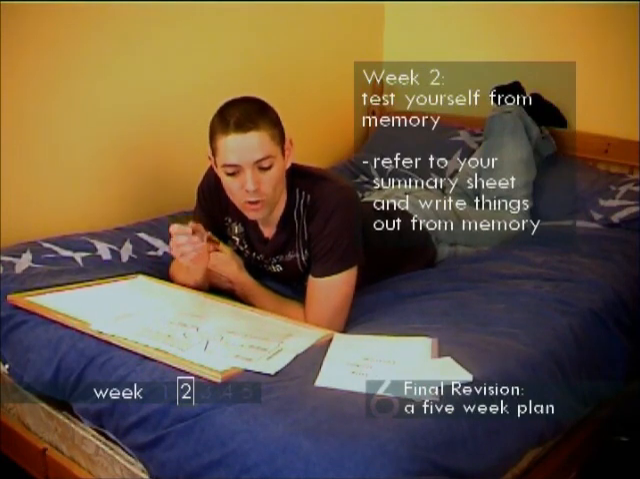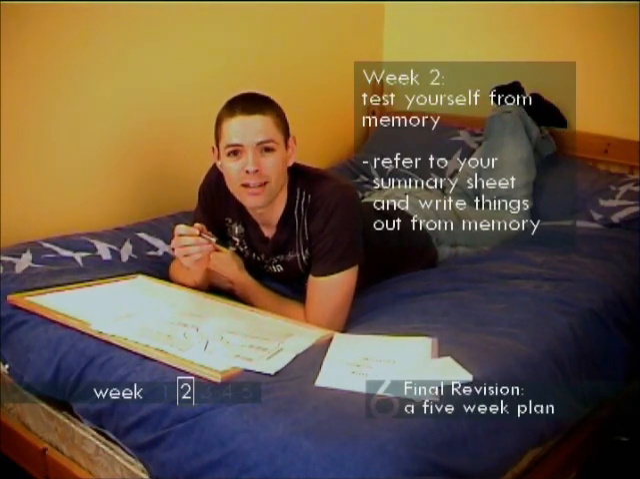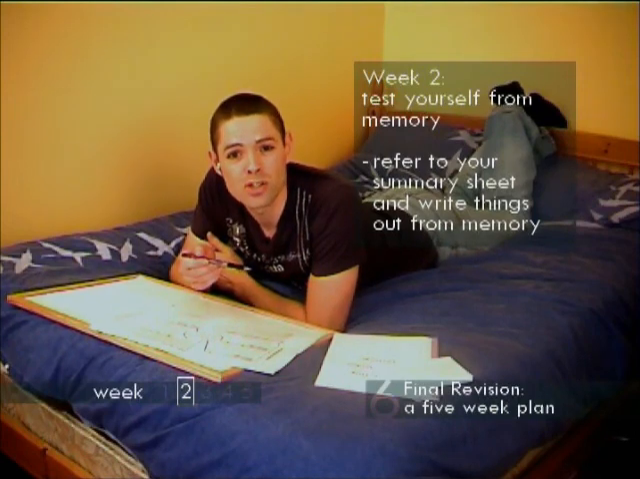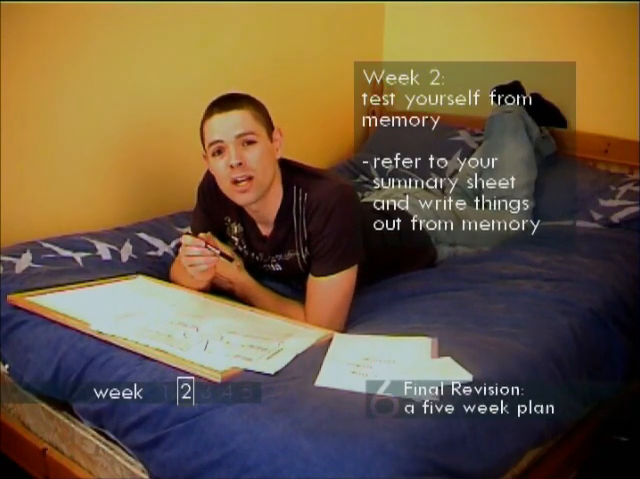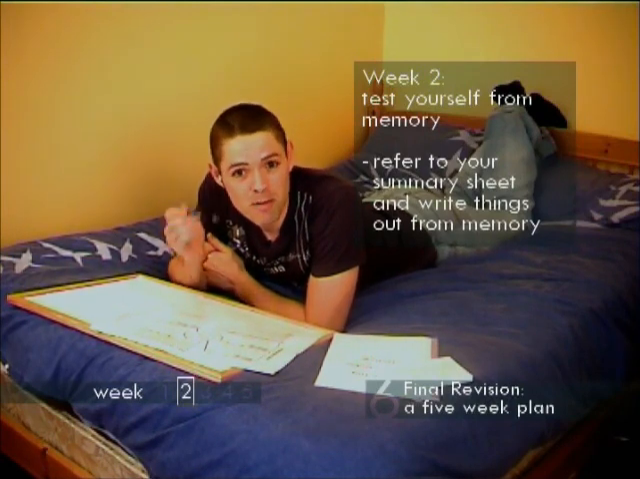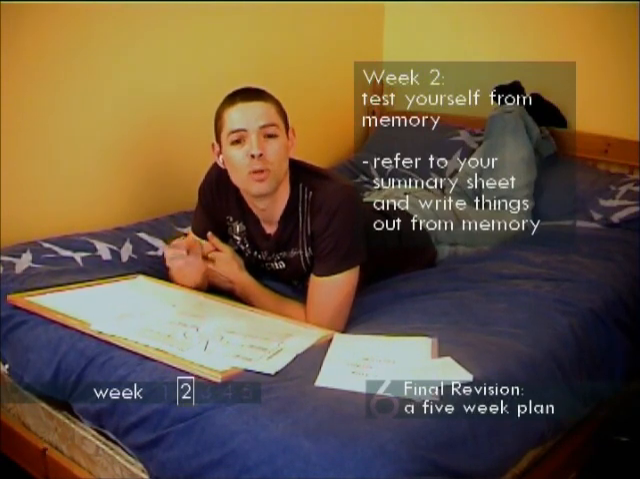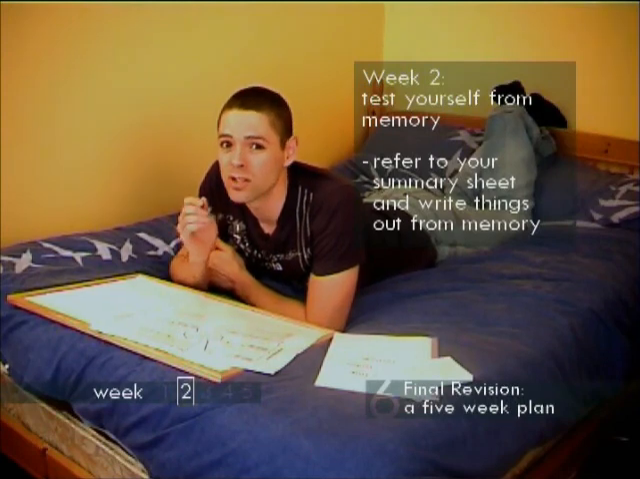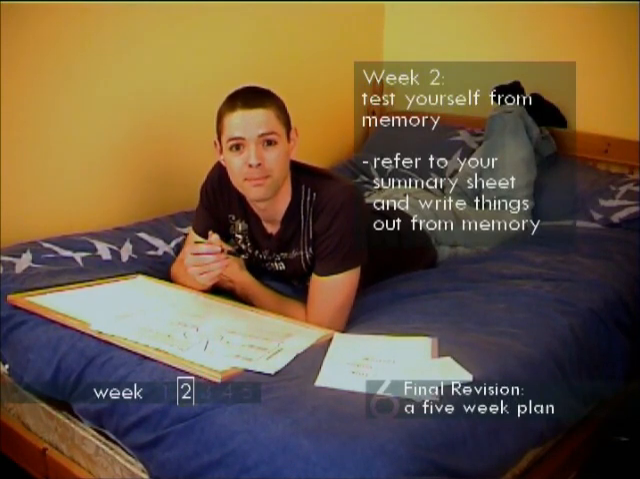Whenever you get stuck or you want to check that you've remembered something correctly, then refer to your study cards and lecture notes. You may find yourself referring to your study cards and notes quite often. However, as you repeat this process over the coming weeks, you will find yourself referring to your study cards and notes less and less frequently.